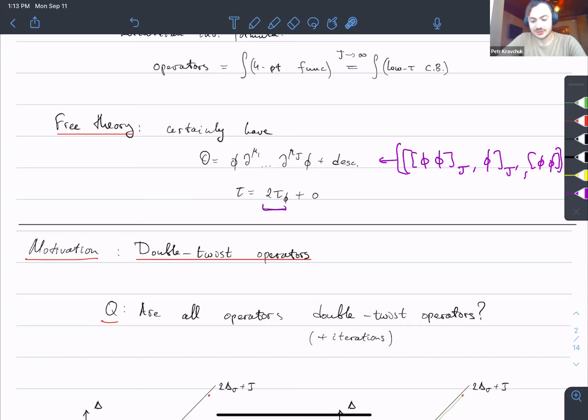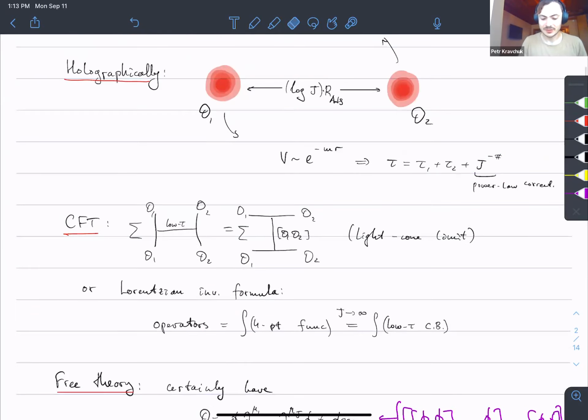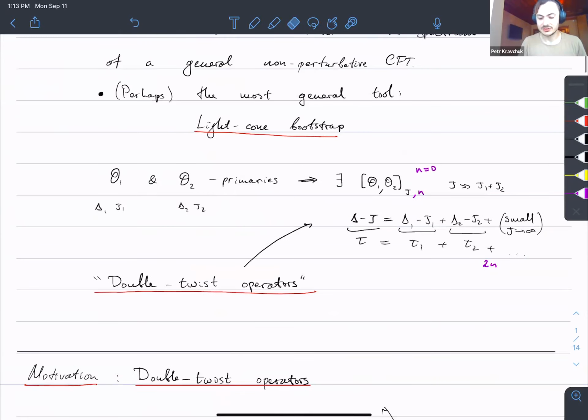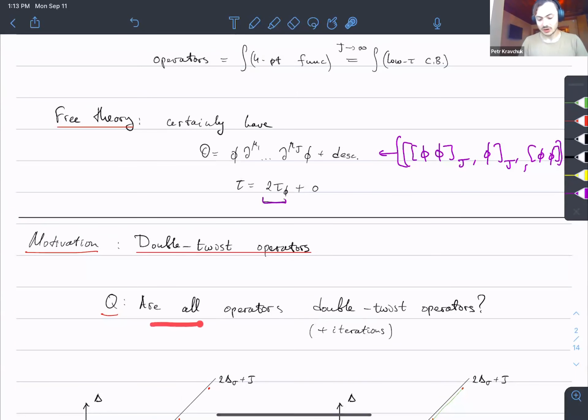I guess what you're driving at is that then you can complain, what do I mean by that? Because I just said that these operators are at large spin. So you need to consider large spin to even talk about this operator. So what can I possibly mean by asking whether all operators are double twist operators? In this sense, indeed, this is not a well-defined question, and maybe it is well-defined, but the answer is obviously no, because take any spin 3 operator, it doesn't quite look like a double twist because 3 is not a very large number.